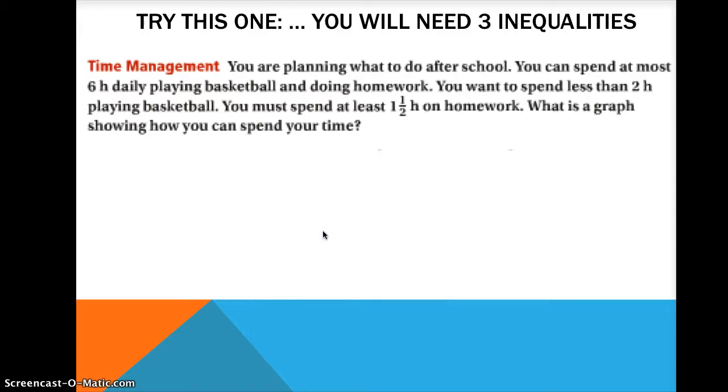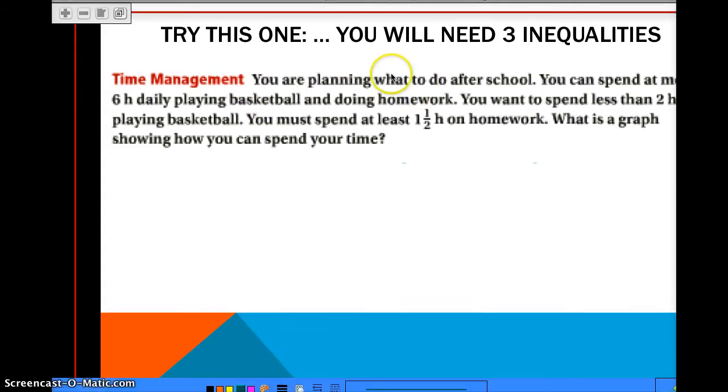Alright, this one's actually pretty basic. It looks a little confusing. You're going to end up needing 3 inequalities. You're planning on what to do after school. You can spend at most 6 hours daily on basketball and homework. You want to spend less than 2 hours on basketball, and you want to spend at least an hour and a half on homework. What is a graph showing you how you can spend your time?